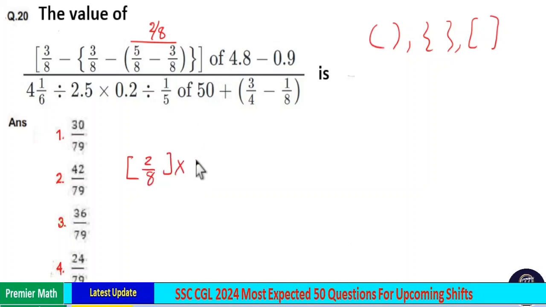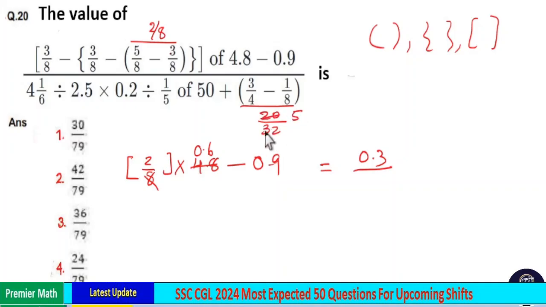Remaining, of means into 4.8 minus 0.9. So 8 goes 6 times in 48, means 0.6 times in 4.8. 2 into 0.6 is 1.2. 1.2 minus 0.9 is equal to 0.3 in the numerator. Now in the denominator solve this. 3 into 8 is 24 minus 4 is 20, divided by 4 into 8 is 32. 4 goes 5 times in 20. 4 goes 8 times in 32. So 5 by 8 is the bracket.